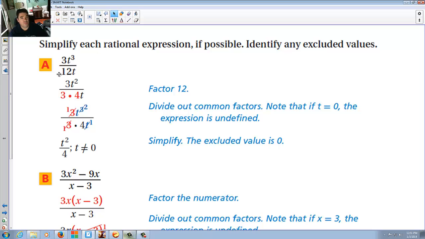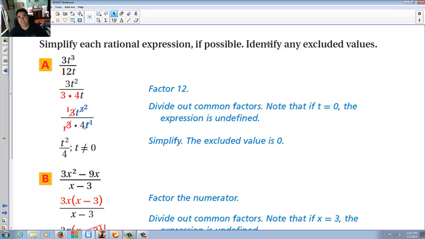Simplify each rational expression if possible, identifying excluded values. Well, 3t cubed over 12t. Notice what they do here. They don't do anything with the top, but the bottom they split into 3 times 4t. So basically they pull a 3 out. Now why do they pull a 3 out? Because then they can divide the top and bottom by 3. And the t's, well, you have 3 t's versus 1 t, so you just simply take away 1 t from both, leaving t squared on top. That's all you leave on top, though, as notice how the 3 is gone, leaving just a 1. And 1 t squared is the same as saying t squared. The 4 alone is in the bottom, so your answer is t squared over 4.